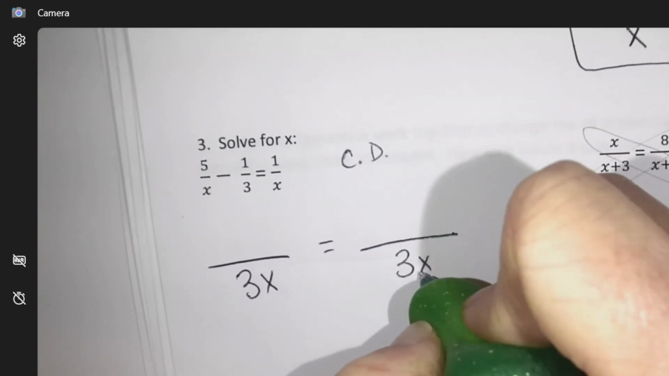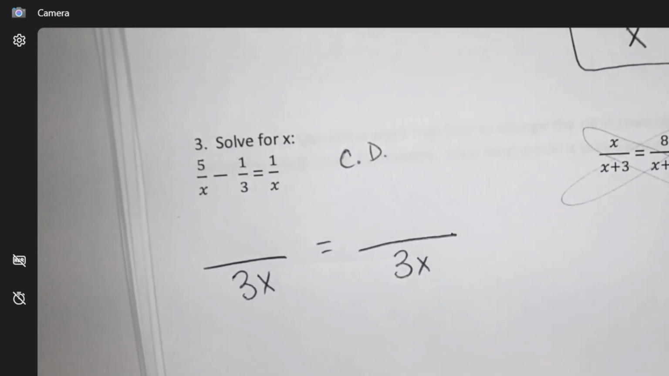Would you have picked 3x? I had another mistake of people picking something like 3x squared. Yes, that is a common denominator, but it's not the smallest common denominator, which is probably going to cause you some math problems later because it's just going to get too complicated. So try to pick the smallest one.